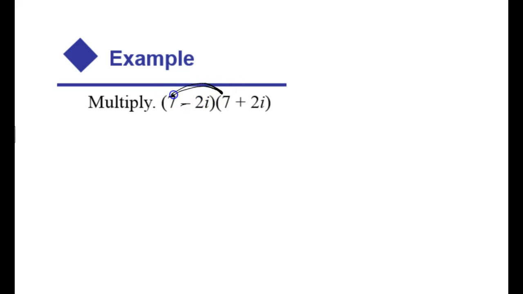So what's so powerful about a conjugate? Well, when you FOIL, your outer and your inner terms should disappear. And the reason why is because the outer term is 14i, and the inner term is negative 14i, and that'll cancel. So the only thing I really have to worry about, if it really is the conjugate, is the first terms and the last terms.